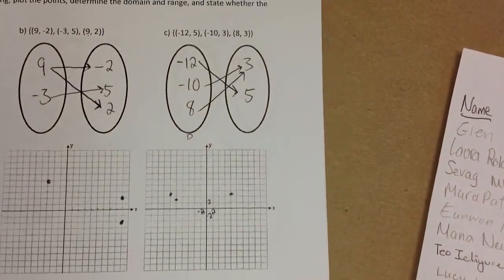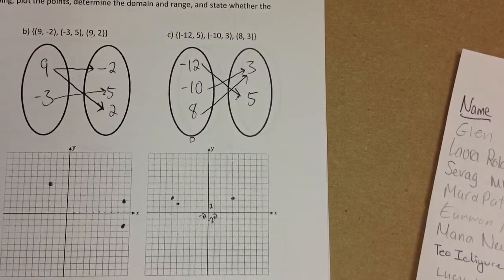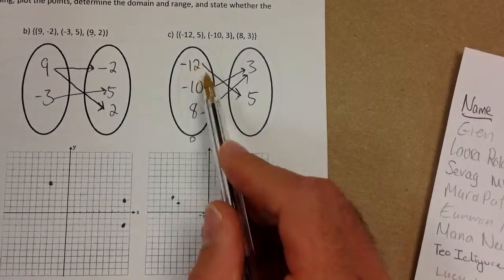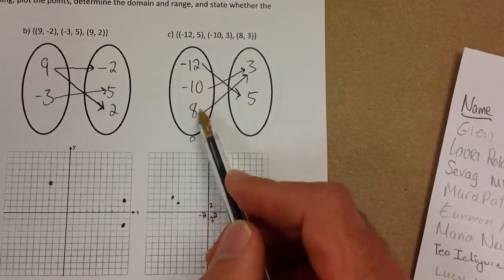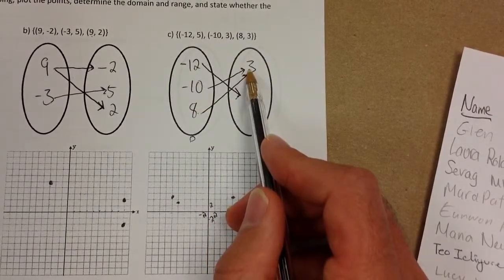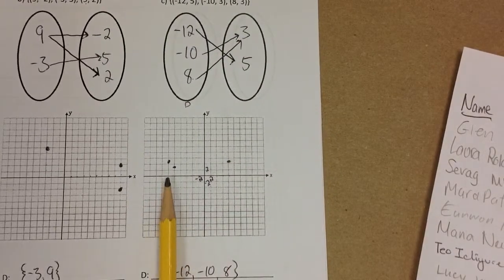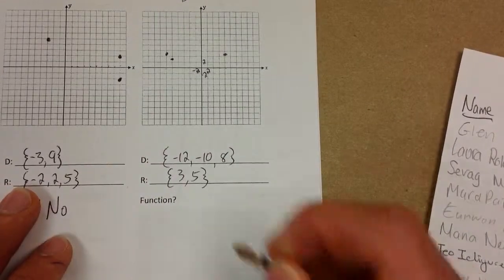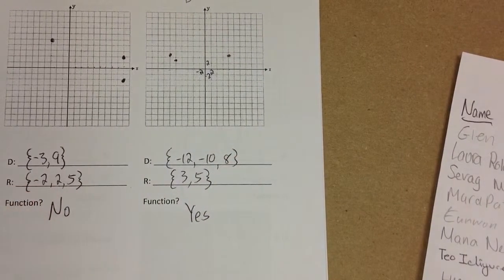Shout it out, is this a function? This is a function. Each element in the domain maps to only one element in the range. Yes, I know that -10 and 8 both map to 3, but that doesn't break the rule. It also passes the vertical line test. You can't draw a vertical line that crosses through more than once. So this is a function. Good. It seems like at least some of you have a good idea as to what a function is and how to figure it out. Okay?